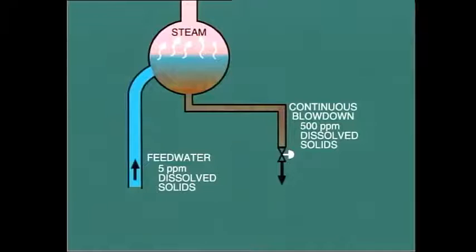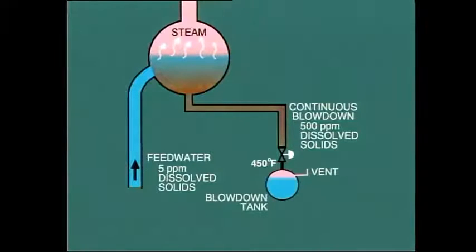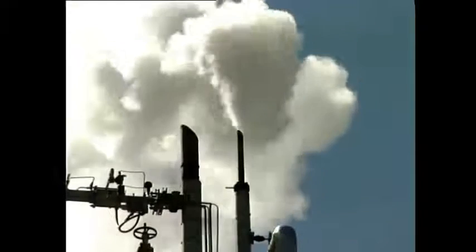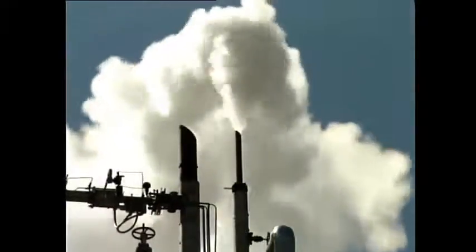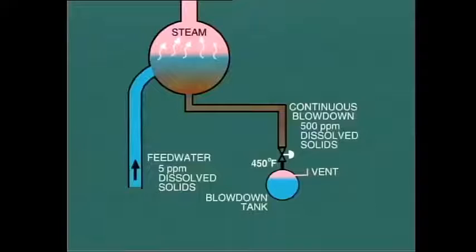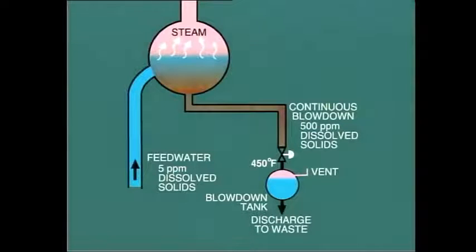As the blowdown water is at relatively high temperature, between 400 and 500 degrees Fahrenheit, it is discharged into a blowdown tank. This permits some of the high temperature water to flash off into steam and to be vented to atmosphere. The remaining water is then discharged to waste. Of course, there are some losses involved in discharging blowdown to waste. First, there is the loss of heat contained in the water, and secondly, the loss of water itself with consequent increase in makeup requirements.